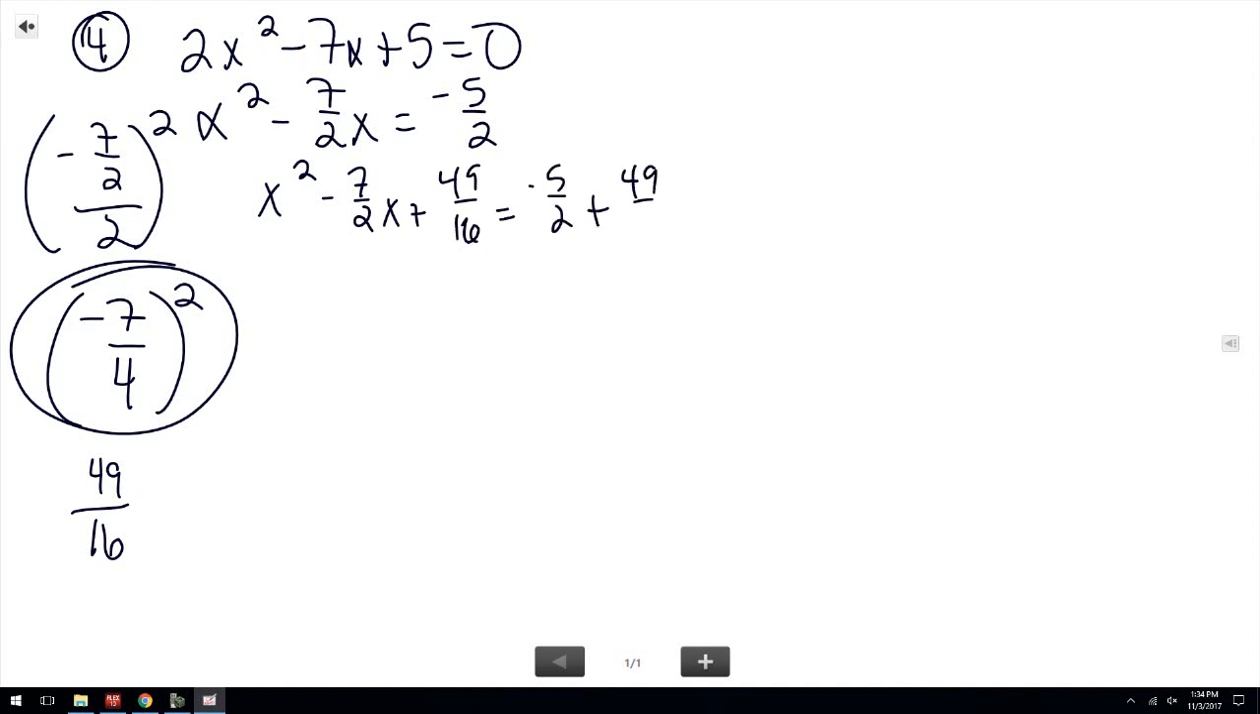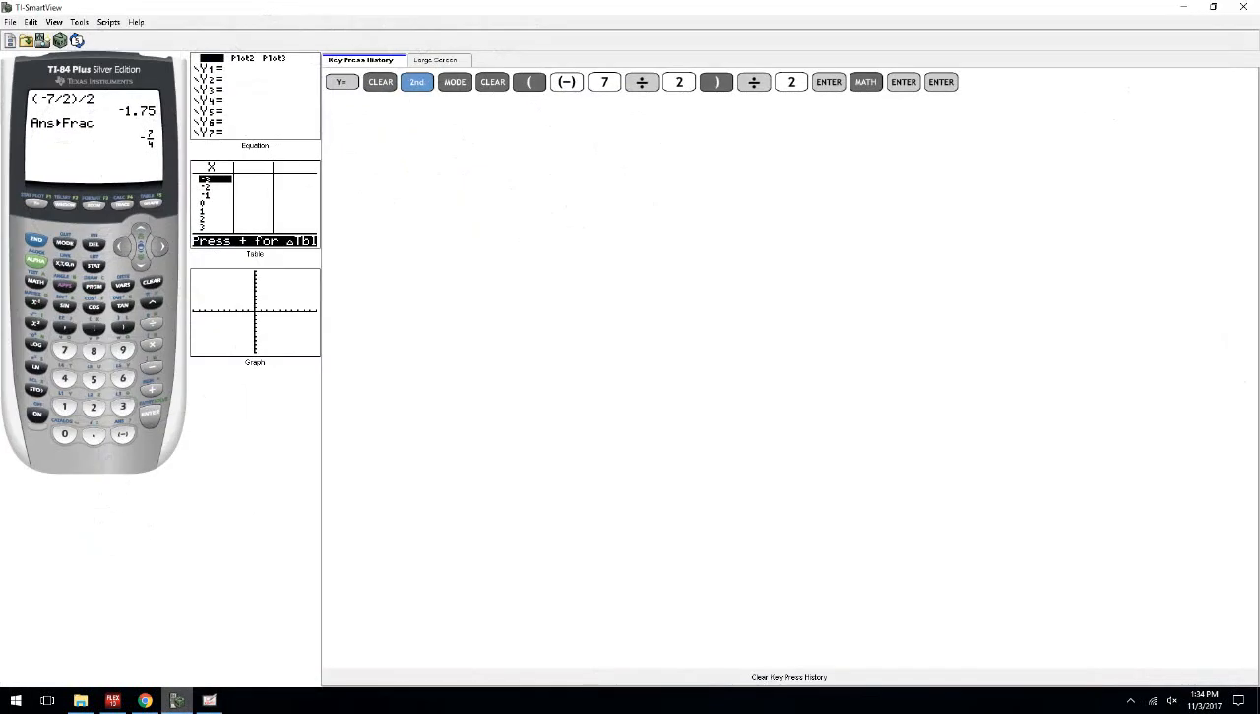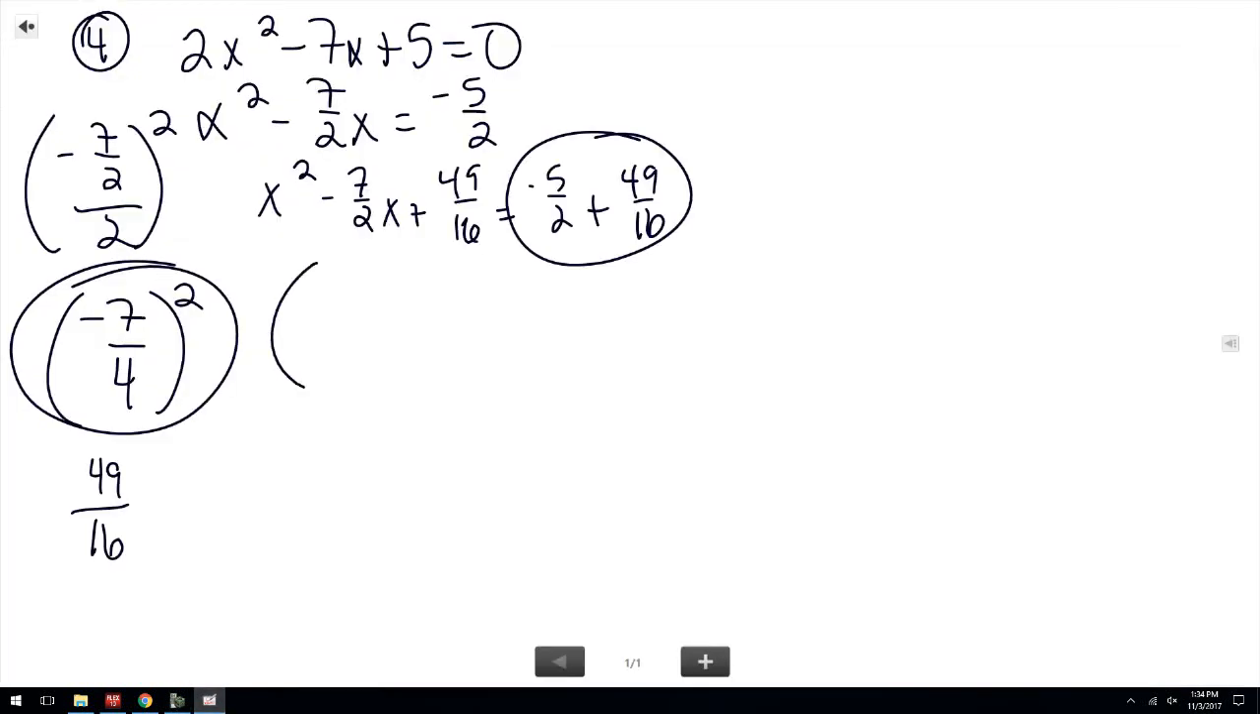Can you not simplify that? Not yet. 49 over 16? No, because we haven't done anything to it yet. Just kidding. It's not square rooted yet. All right, add those together. Negative 5/2 plus 49 over 16. 9/16. And that makes my heart happy. Why? Because they're both perfect squares. What was it? 9/16. Okay. And then how could I factor that?